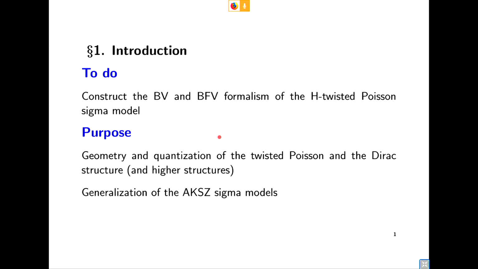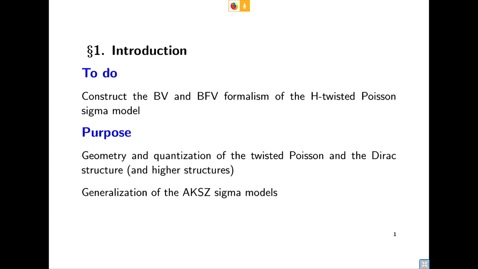One purpose is to understand the geometry of the twisted Poisson structure and, more generally, higher Dirac structures and Lie algebroids, the higher structures, in terms of quantum field theory and the quantization of the quantum field theory. Another motivation is a kind of generalization of the so-called AKSZ sigma model, which is related to derived geometry and graded manifolds.